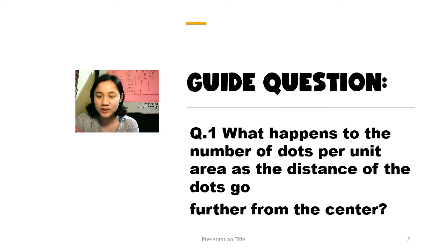Okay, guys, question number 1. What happens to the number of dots per unit area as the distance of the dots go farther from the center? So, refer from the bond paper that you have laid on kung saan yung ginawa yung mga dots. Yun yung titingnan niyo as reference to answer this question number 1. Explain nyo lang kung nasan ba yung concentration or nasan ba mas scattered yung mga number of dots na na-create ninyo.